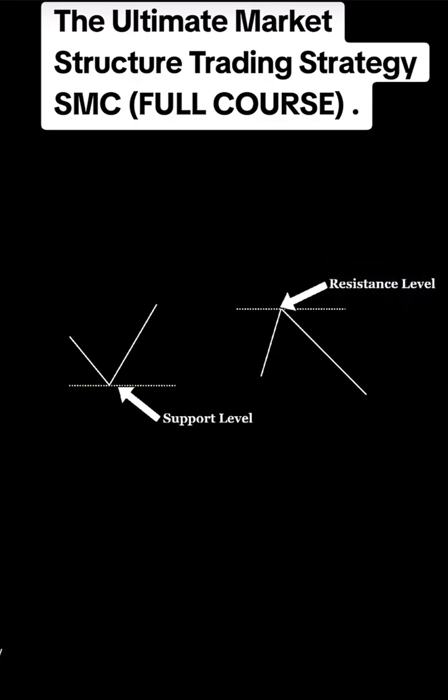Support is a price level where demand is strong enough to prevent price from falling further. It's where buyers step in and push the market higher. Resistance is a price level where selling pressure is strong enough to stop price from rising. It's where sellers enter and push the market lower. These levels help us identify the end of an impulsive move and the beginning of a retracement move.